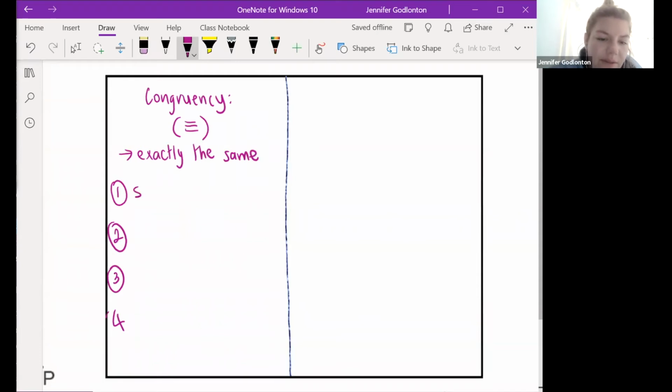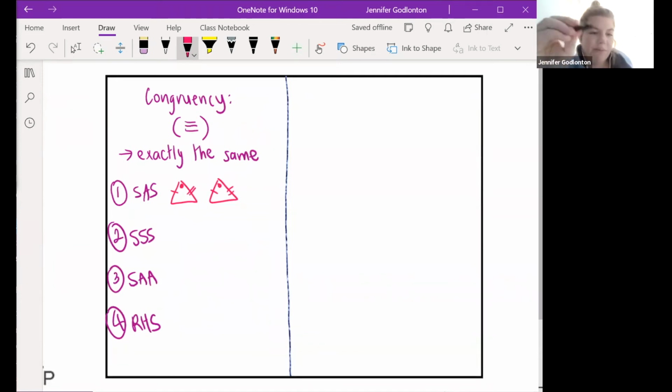We have SAS, SSS, SAA, and RHS. Let's have a look. SAS: if this side is the same as that one, this side is the same as that one, and they've given us an angle, that would be side, angle, side. Side, side, side: there are two triangles, and they have given us that all three sides are the same as each other. That's SSS.